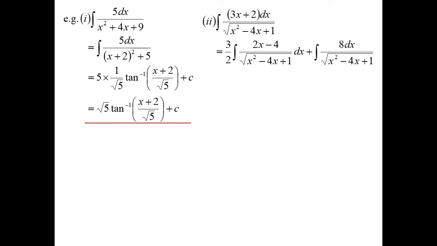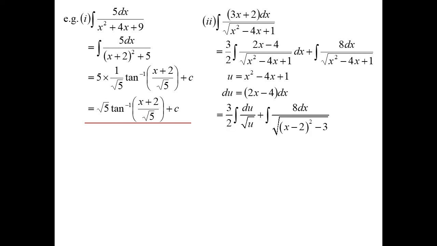The first one, as I say, I can handle with du on root u. The second one, I will complete the square to see what type of quadratic denominator we've got. If you don't see the du on root u, then of course you could do a substitution: u equals x squared minus 4x plus 1, and it will come out. All right, so there's the du on root u. 8 on the square root of x minus 2 squared minus 3, that becomes, so that is in the form of the square root of x squared minus a squared. So that was the log one.